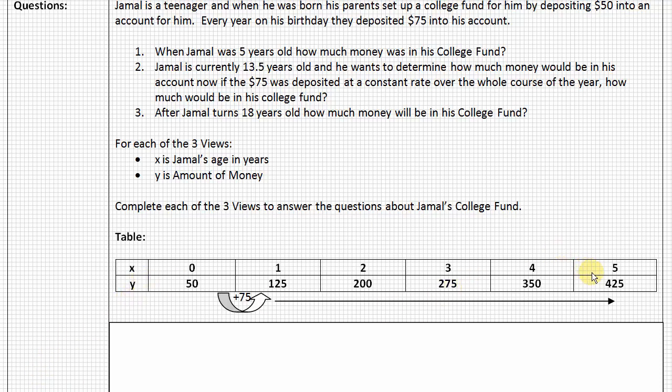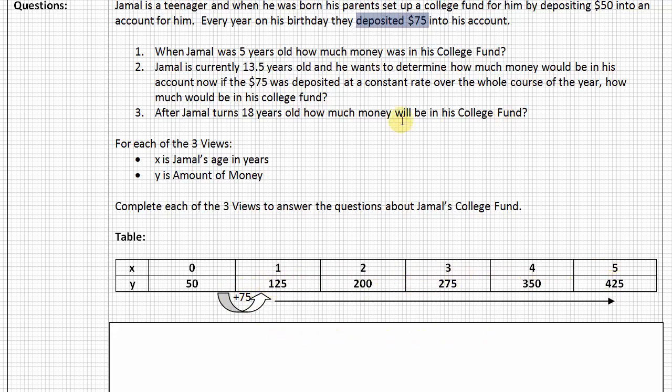So how does it compare? So we were given all of our X values, his years, from 0 to 5. And we know that when he was born, they put $50 into his account. So his starting value was at 0 years, $50. And then every year they deposited $75. And so I just added 75 each time, and I kept coming up with my next number. And so this is what I would expect our chart to look like.